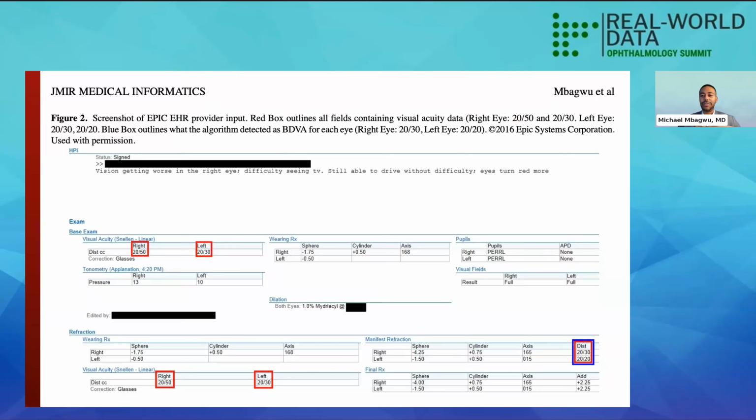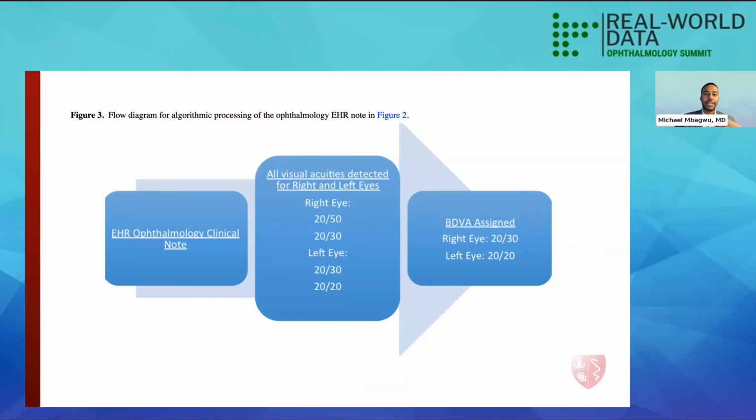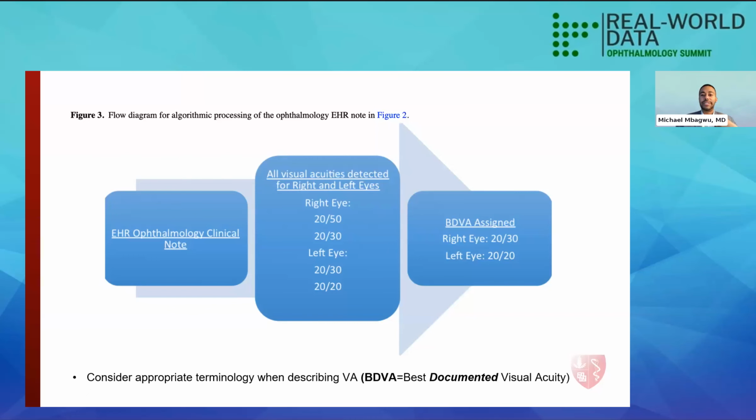So here's another larger screen with different visual acuities and different values written here. Really, what you need is to take all the ones that exist, process them, and get the best one to represent each eye at one specific visit. Making sure you're always using the appropriate terminology.